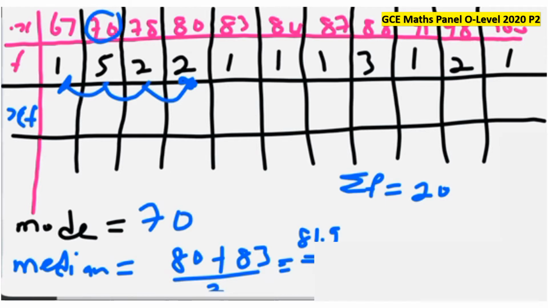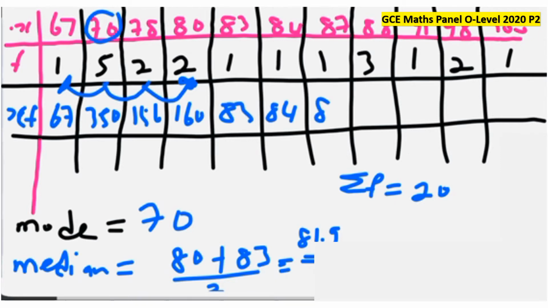So 67 times 1, 67. 70 times 5, 350. 78 times 2, 156. 80 times 2, 160. 83 times 1, 83. 84 times 1, 84. Here 87. Here 264. Here 91. Here 196. And here 100. Now we have to sum all of this.